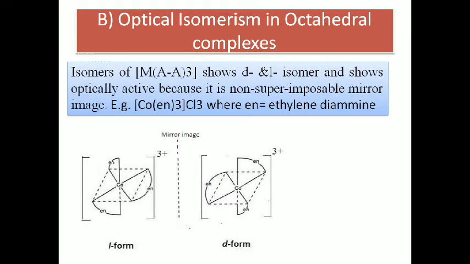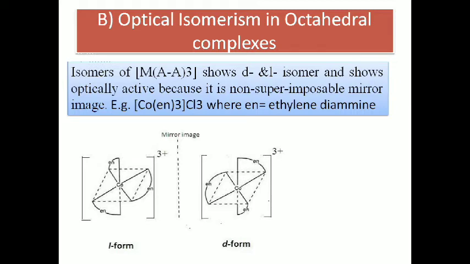Let us see the optical isomerism in octahedral complexes. The first isomer is [M(AA)3], where M is the metal. AA means what? Bidentate ligand. This bidentate ligand is 3, hence the complex is M(AA)3. It shows dextro and levo isomers because it shows optical activity, and it also gives a non-superimposable mirror image. For example, [Co(en)3]Cl3.